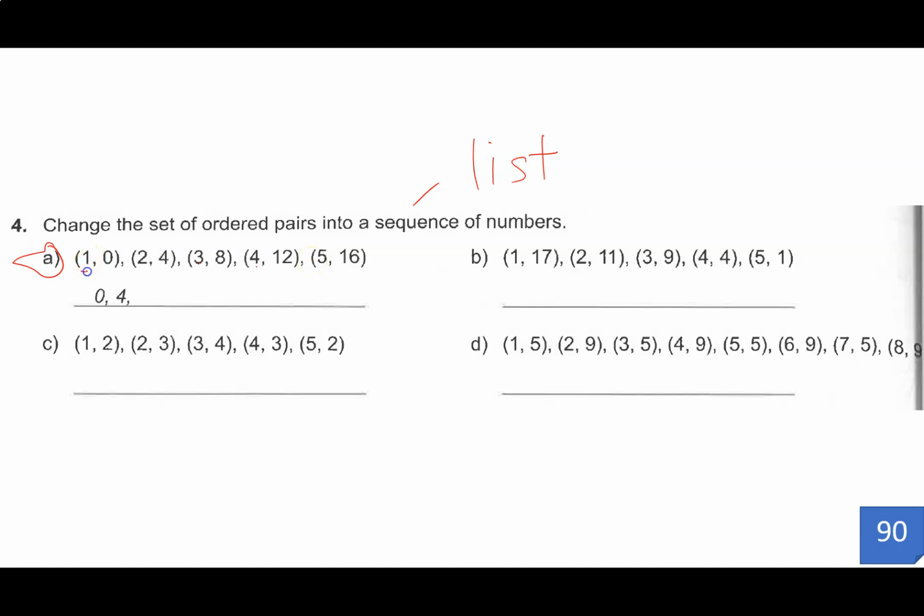The first number is 0. The second number is 4. The third number is 8. The fourth number is 12. And finally, the fifth number is 16. So you notice we have 5 numbers in our list. Please try B, C, and D on your own.